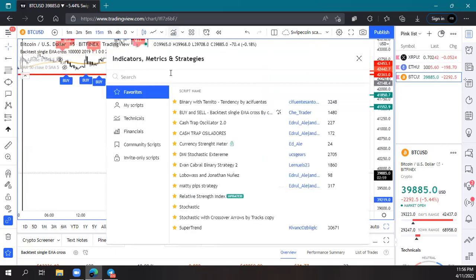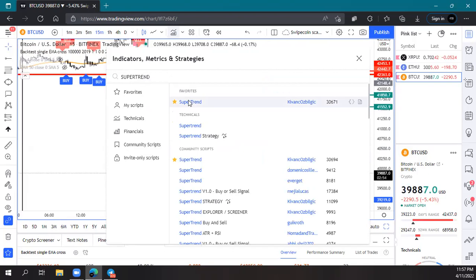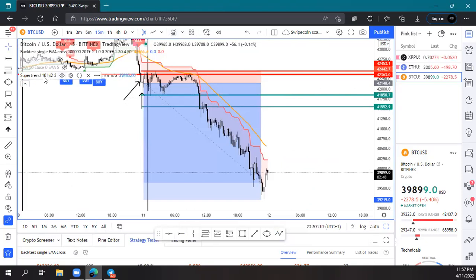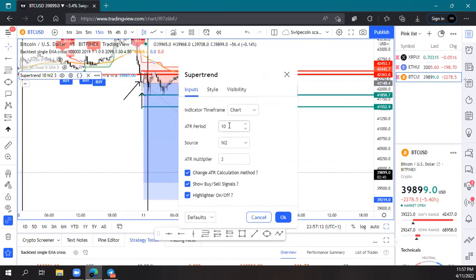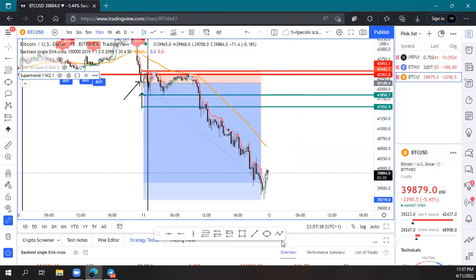Another indicator you can add is your super trend, right? I already taught how to use this in the past training. I'm just going to add it and show you guys how to use it. For your super trend, your ATR period should be 1, and your ATR multiplier should be 1 as well, right? So for your style, you can turn off all these other things. Uptrend begins, buy; downtrend begins, sell, right? So the only thing you need to keep on is uptrend, downtrend, right?